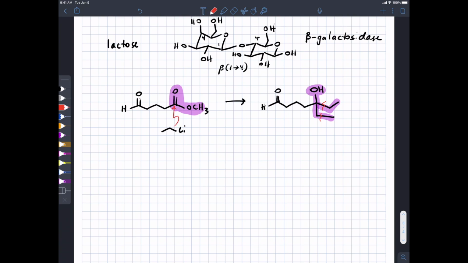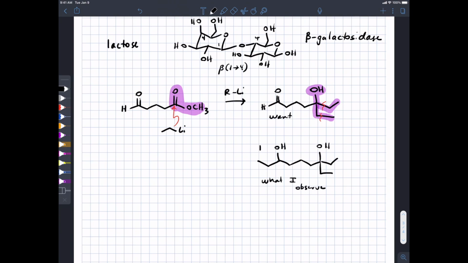Attack, get the tetrahedral intermediate, and so on. The problem is that if I actually tried to use the corresponding organolithium reagent, instead I'm going to get the undesired product, which has the result of the organolithium reagent attacking both the aldehyde and the ester. Okay, so this is what I want, but this is what I observe.